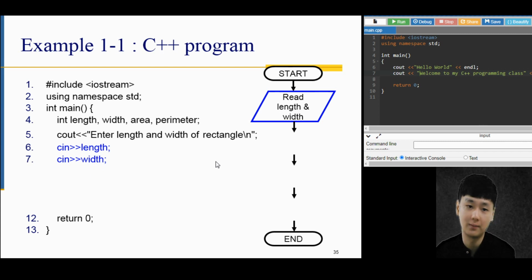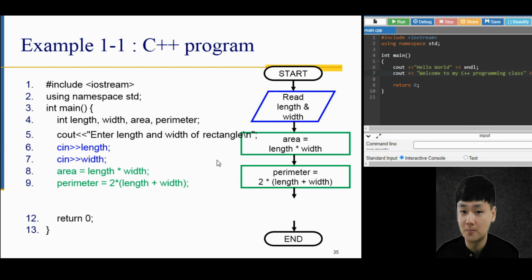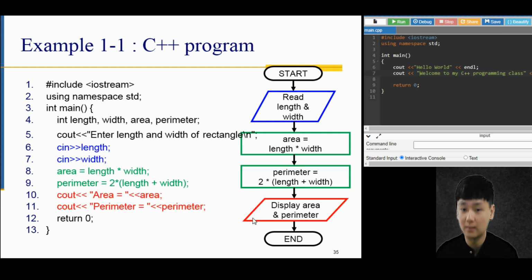So what is the next step? You have the input, then you have to process, calculate the area, and calculate the perimeter. The arithmetic operators in C++ are just like the mathematical operators that you have been using since kindergarten. I will cover more about these operators in a later lesson. Finally, we have to display the output, the area and the perimeter. In C++, the syntax to display something on the console is cout and this left-hand side operator.